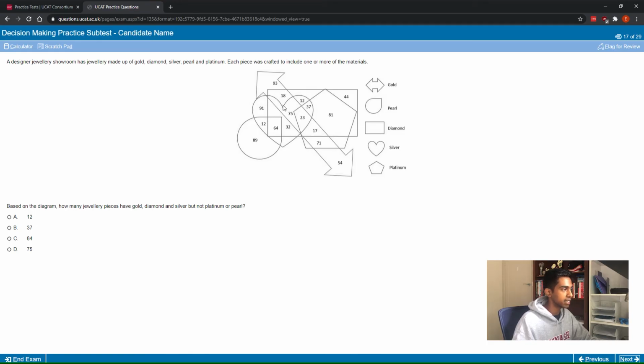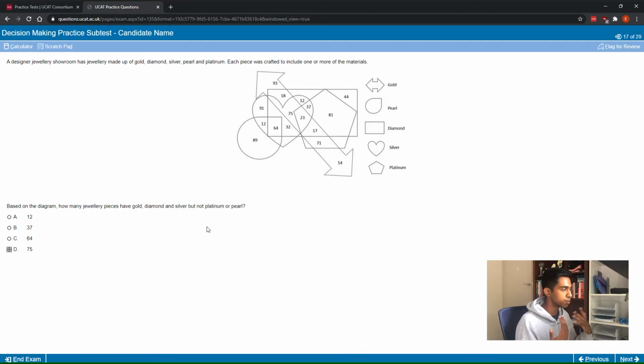So that includes 18, 75, 23, and 17. So now I'm only looking at 4 numbers. And now silver as well. That's the heart. So now I'm looking at 2 numbers, 75 and 23. And then, but not platinum or pearl. Platinum is the pentagon. So that includes 23. So it's not 23. That's just 75.